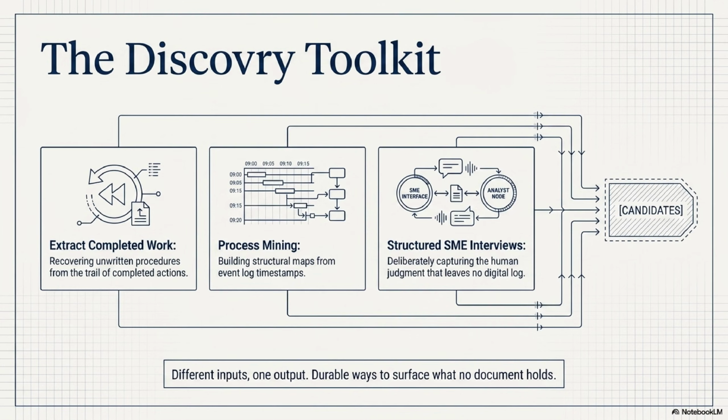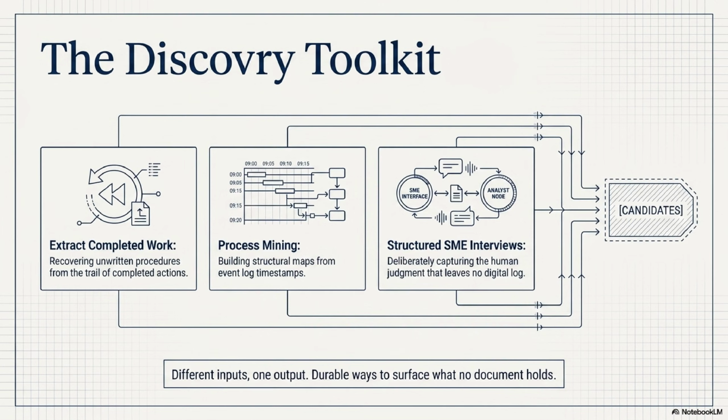What people actually did, recovered from the record of having done it. 2. Build process maps from event logs. This is process mining. The timestamps in your systems trace the real path a case took, start to finish. 3. Structured interviews with subject matter experts. For the judgment that leaves no log, you still ask the people who hold it, deliberately, not casually. Different inputs, one output, candidates.